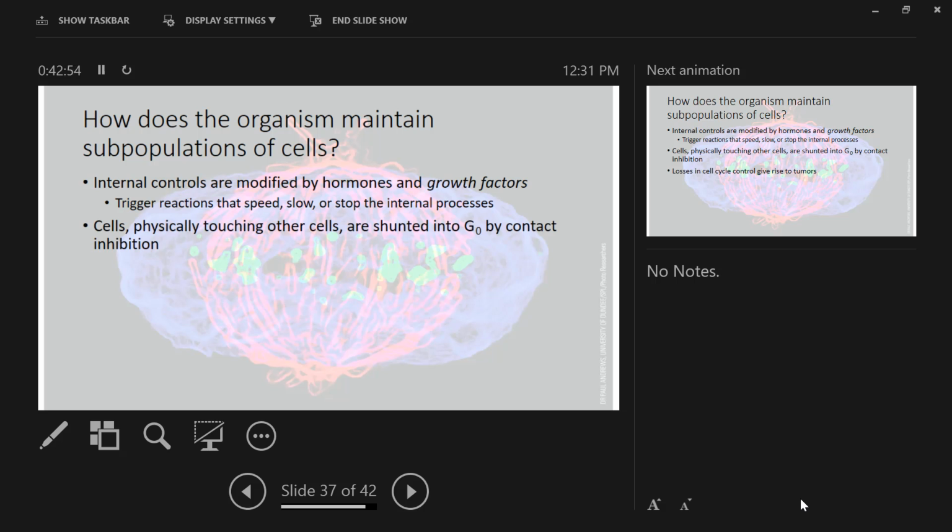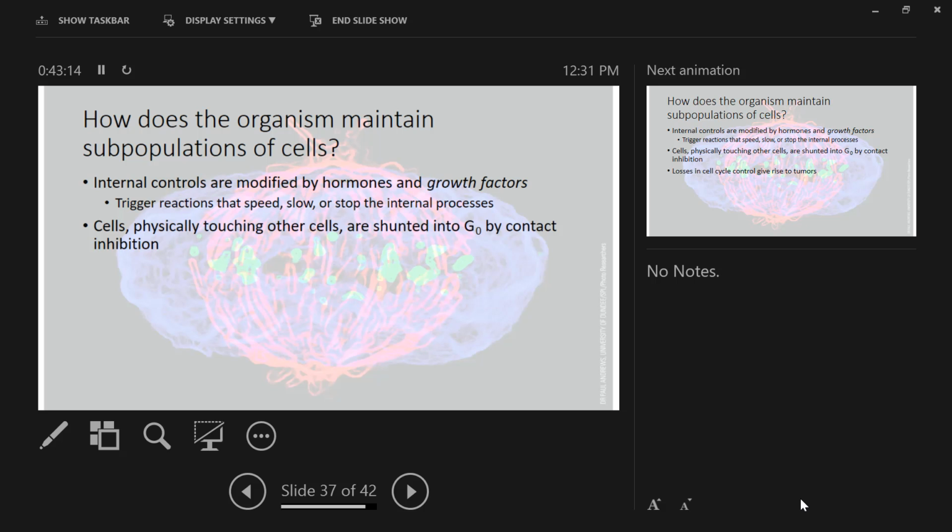Especially cells that are touching each other experience what we call contact inhibition, and they will move into G0, which is really G1, but it's G1 where it is in no way prepared to move into S phase.